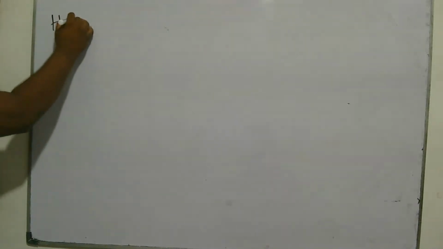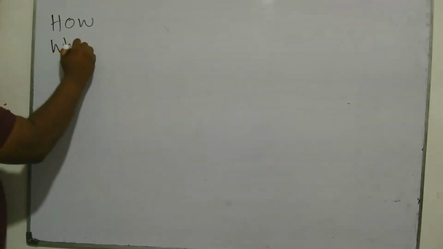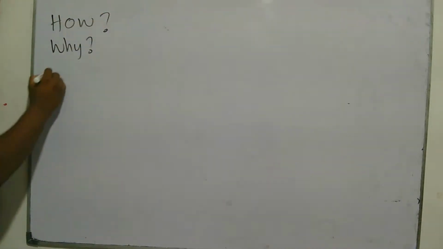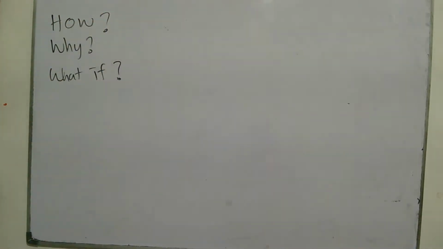Some should be understood under three main pillars. What are the three main pillars? How to do a sum, why you do the sum the way you do it, and what if the sum was given in a different way. How to do the sum?